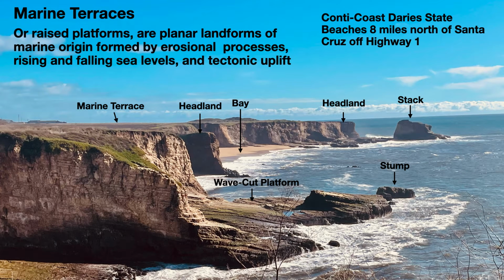This fantastic view is from the Coast Dairies State Beach, about 8 miles north of Santa Cruz, just off Highway 1. We can see stacks, stumps, a wave-cut platform, and a bay with headlands on either side of it. The expanse of almost level land overlooking all of this is a marine terrace. Marine terraces are raised platforms of marine origin formed by erosional processes, the rising and falling of sea levels, and tectonic uplift.